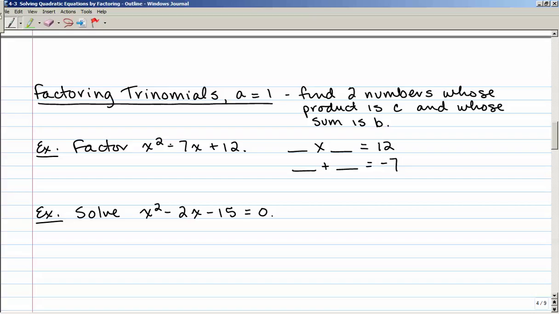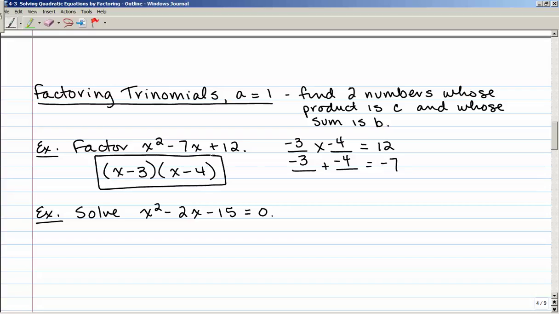So here's where it really helps to know your times tables. I'm thinking 3 and 4, but I sometimes just like to put the numbers in here. And that works for the first equation, but it doesn't for the second one, because 3 plus 4 is not negative 7. But if I do a negative 3 and a negative 4, that actually works for both of those. Here's the cool thing about that. Those go directly into the parentheses with x's. So x minus 3 and x minus 4. And that's how you factor that. Not too difficult if a is equal to 1.